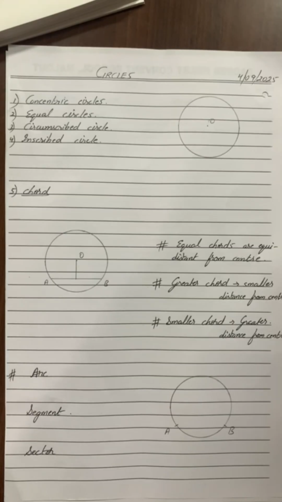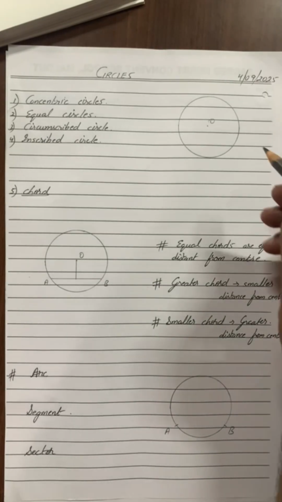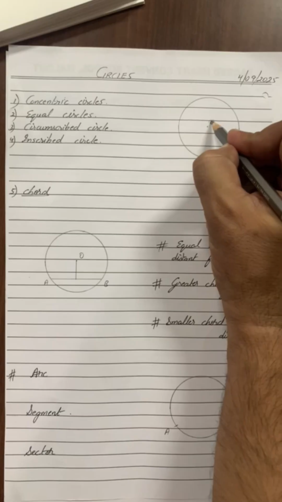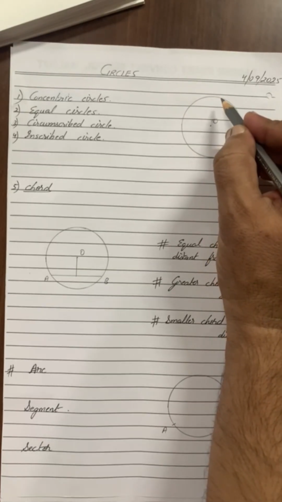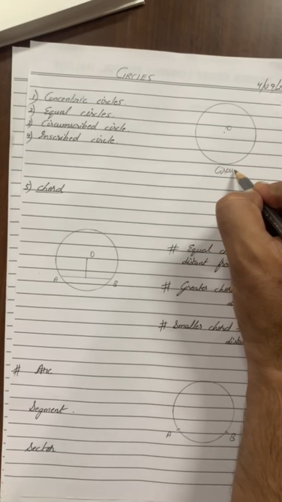Today we will start the chapter Circles. Firstly, basic introduction. Circle with center O. The outer boundary we call the circumference.